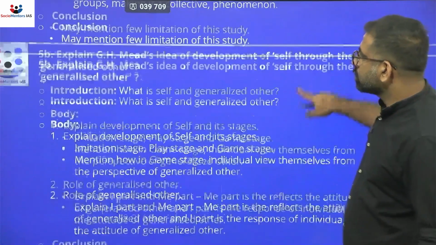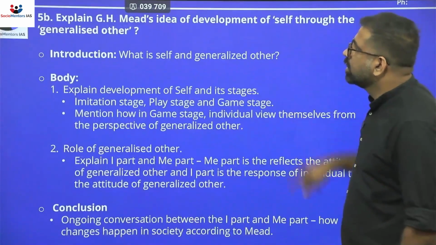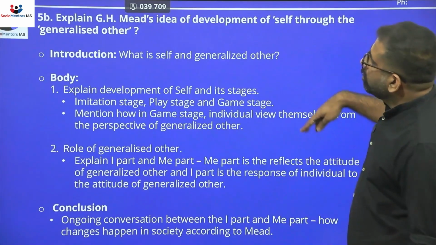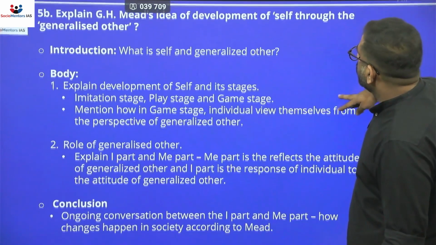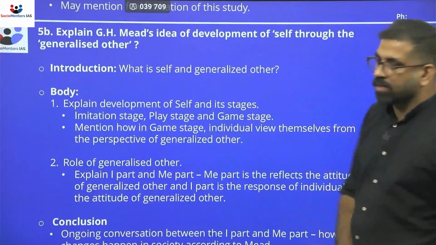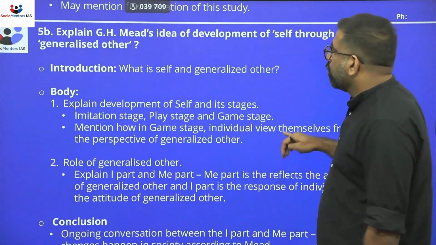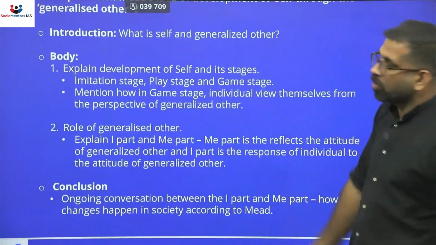Okay. Now, next is: explain Mead's idea of development of self through the generalized other. What is self and what is generalized other?